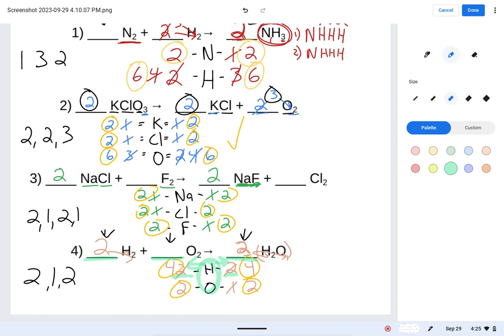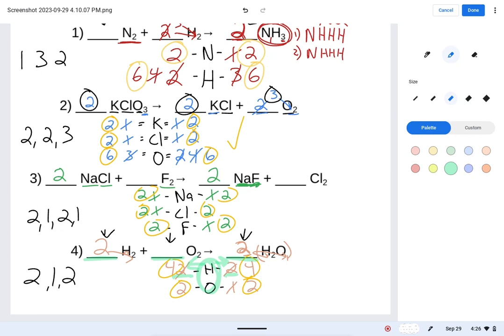And if it's balanced, great. If it's not, you're going to redo steps 3 and 4, which is asking, is it balanced? If no, add coefficients, recount the atoms. You're going to do that over and over, and it may take you 4, 5, 6 times to do it.